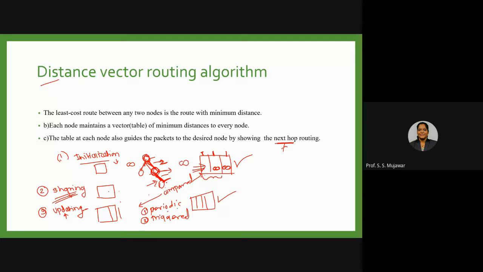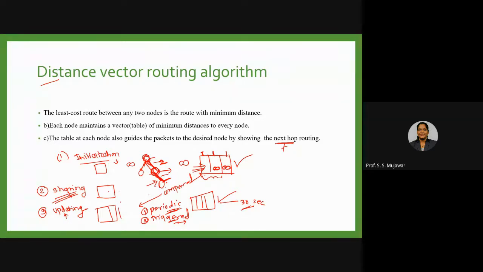Periodic and triggered. What happens in periodic? After every 30 seconds, the routing tables will be exchanged, or we can say shared, with the neighbors. Okay, after every 30 seconds. And in the triggered update, if any changes are made in this routing table, only then will it be shared with the neighbors. It depends on which protocol we are using, and which type of updation, whether periodic or triggered. In periodic, it will always be updated to everyone after every 30 seconds.